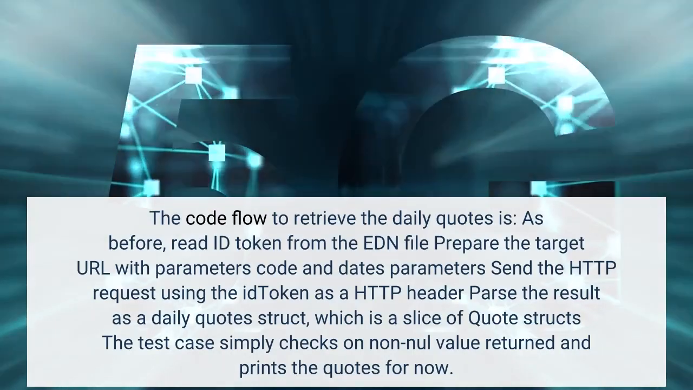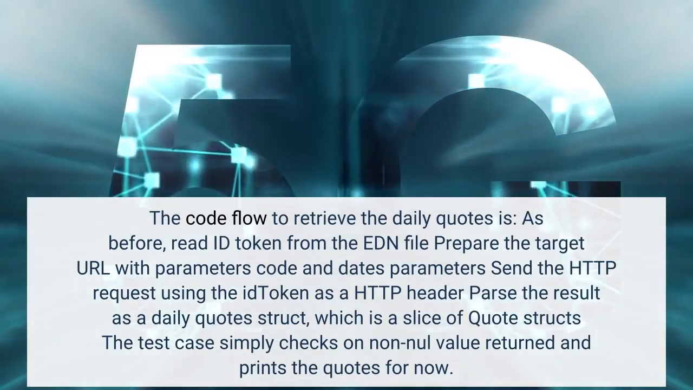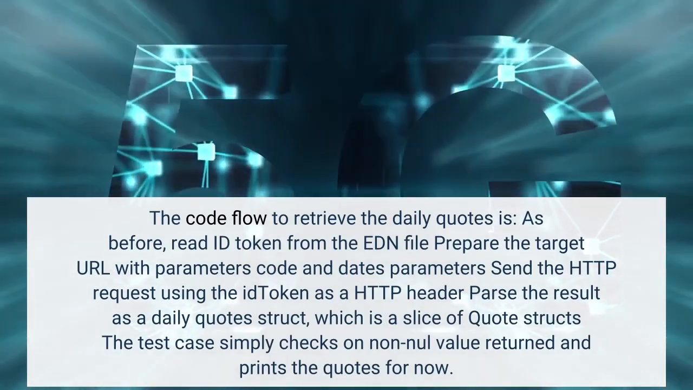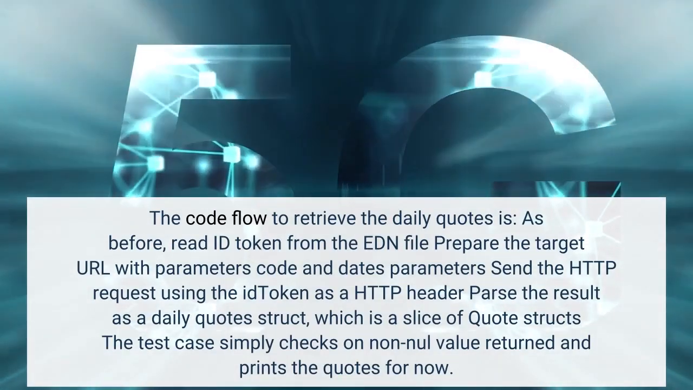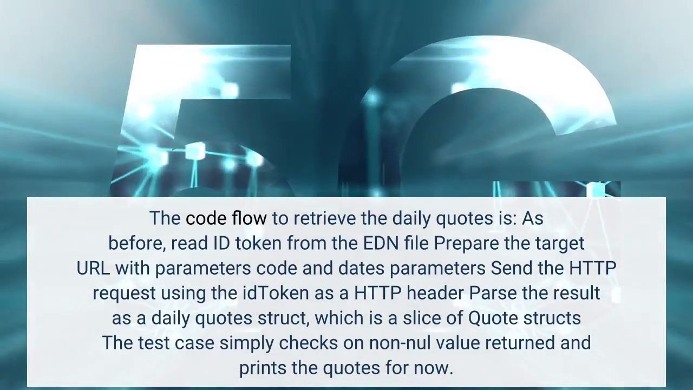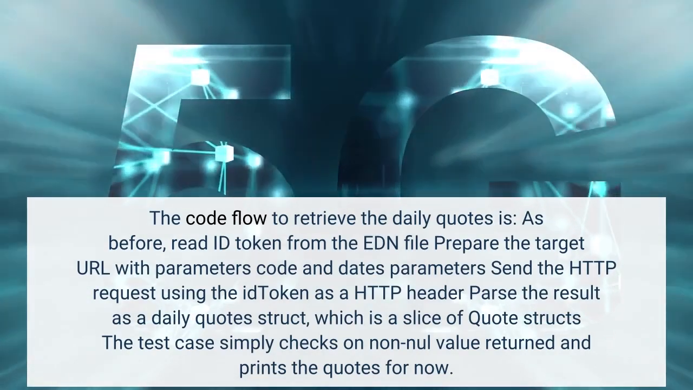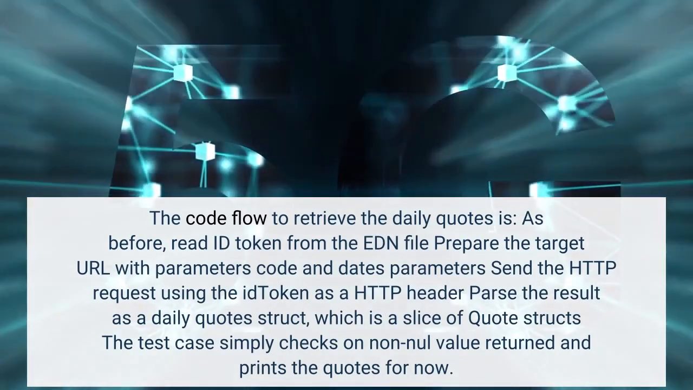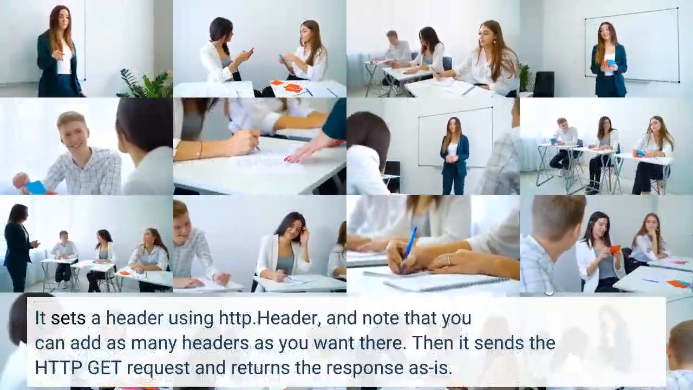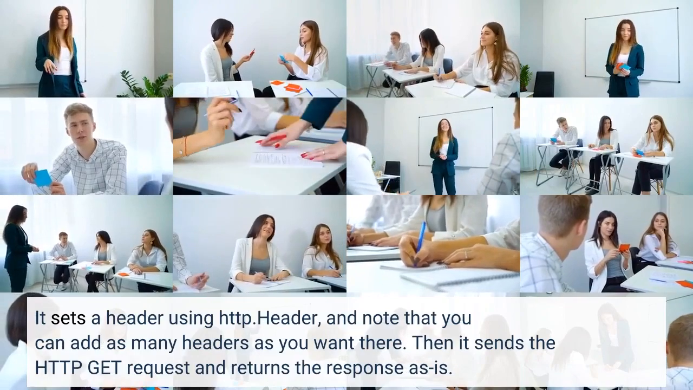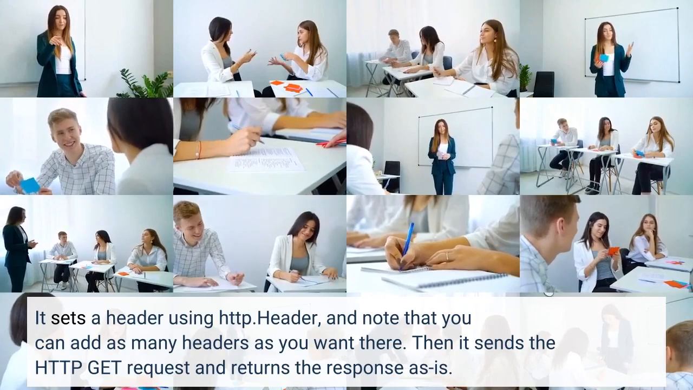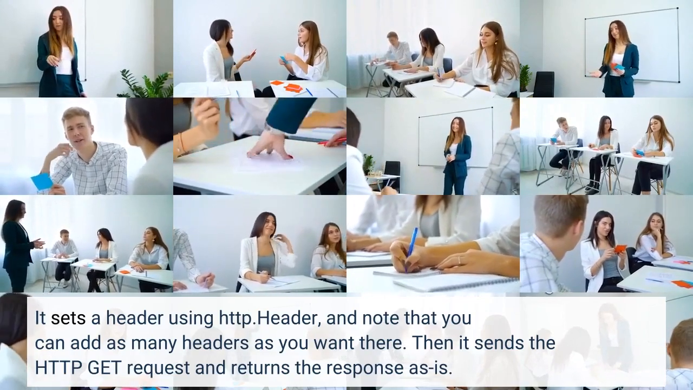The code flow to retrieve the daily quotes is, as before, read the ID token from the edn file, prepare the target URL with parameters code and dates parameters. Send the HTTP request using the ID token as an HTTP header, parse the result as a daily quote struct, which is a slice of quote structs. The test case sets a header using HTTP header, and note that you can add as many headers as you want there. Then it sends the HTTP GET request and returns the response as is.